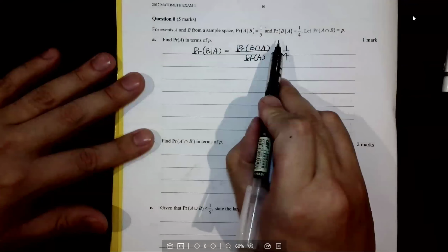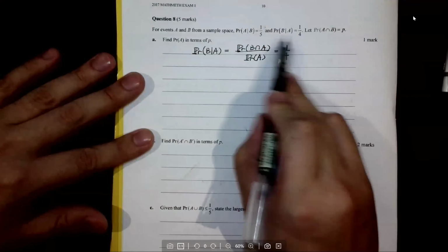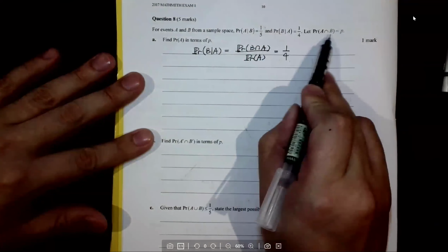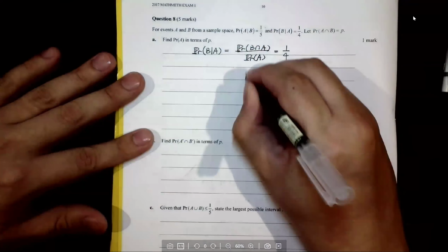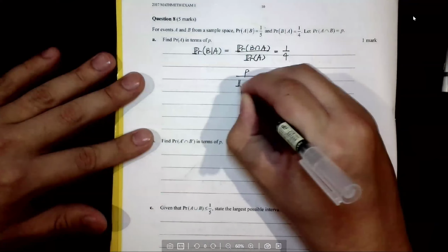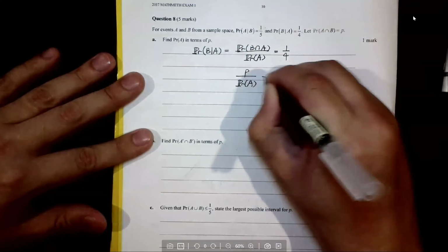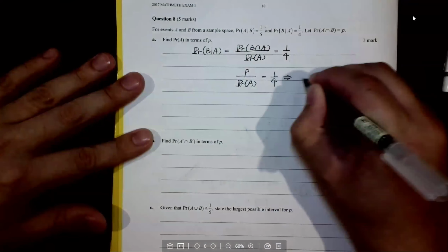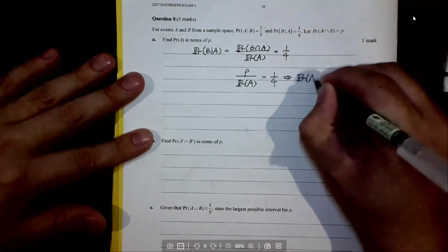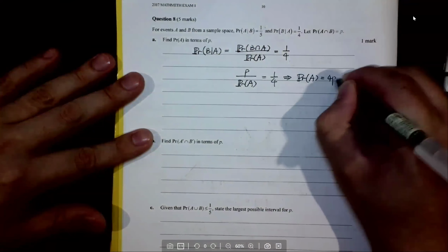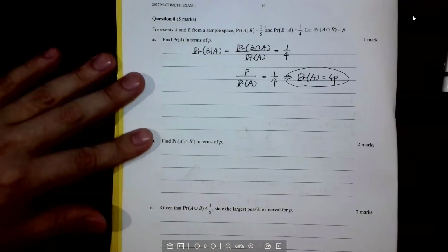So I'm using the second condition here, and the probability A intersecting B is P. Can sub in here, so P divided by probability A equals 1/4. Therefore, probability A equals 4P. Okay, so that's one thing.